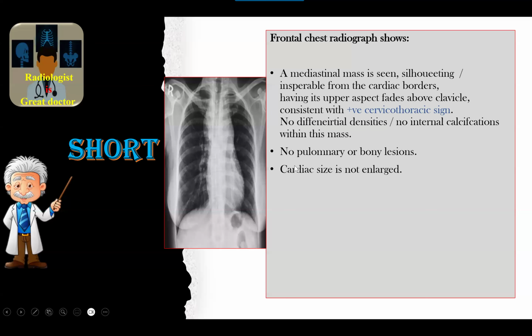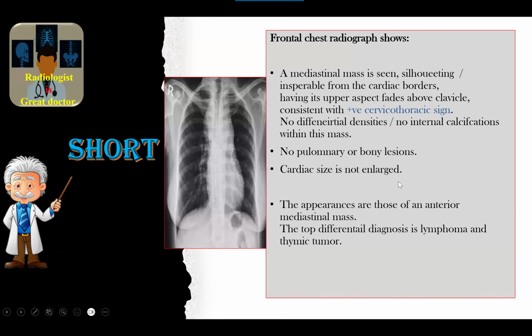Positive, negative. Now the diagnosis: superior or anterior mediastinal mass, most likely lymphoma. Good. Management, a simple sentence also. So CT chest, abdomen, and pelvis. CT neck, chest, abdomen, and pelvis for staging.